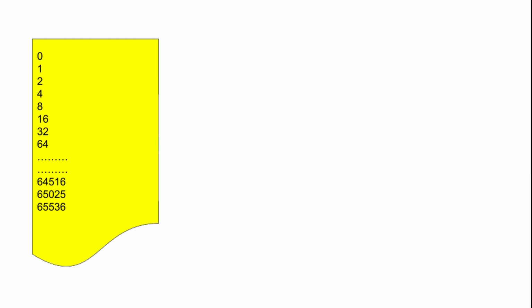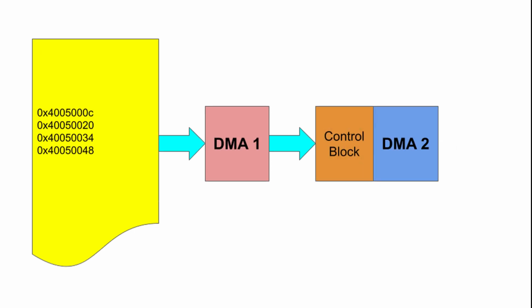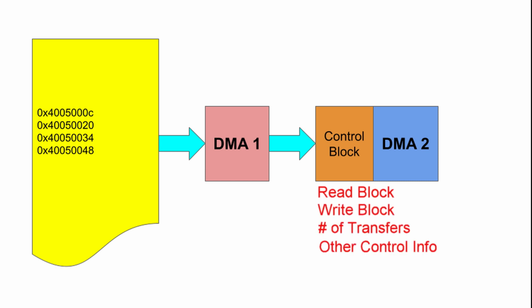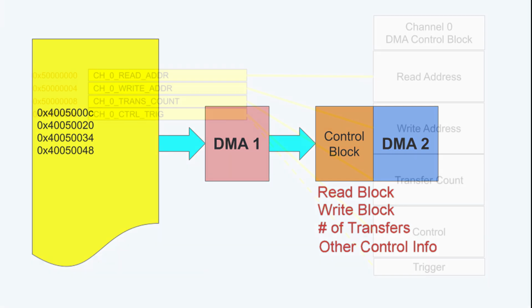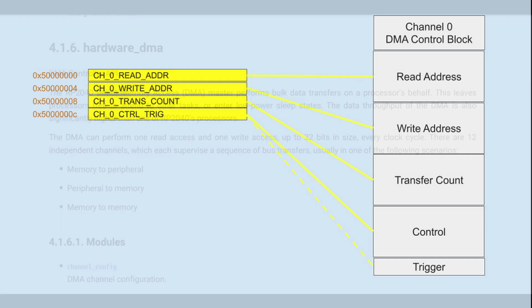In my previous DMA video, I showed how a DMA channel can transfer blocks of data both to PWM and PIO, but a DMA channel can also transfer data to another DMA channel. This allows one DMA channel to change the read block, write block, number of transfers, and other control functions of another DMA channel. The low-level operation of DMA is controlled by entering data into a number of specific registers.